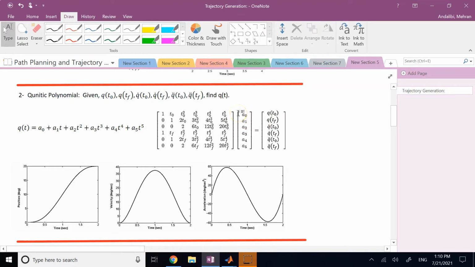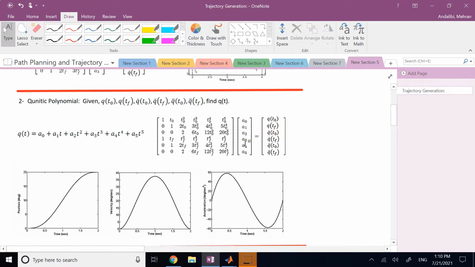And again, the unknowns from A0 to A5 can easily be found using a matrix format, right? Where here you have a coefficient matrix of known values, which is all based on the times T0 and T final. So this is the known matrix A. The right-hand side is also the given numbers. And so by inverting this matrix and multiplying by the right-hand side, you can get your coefficients.